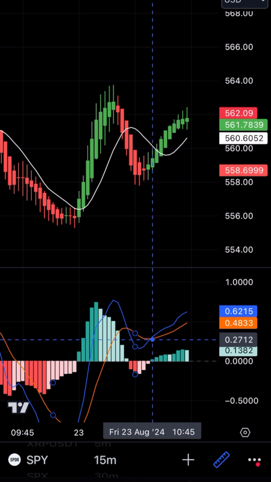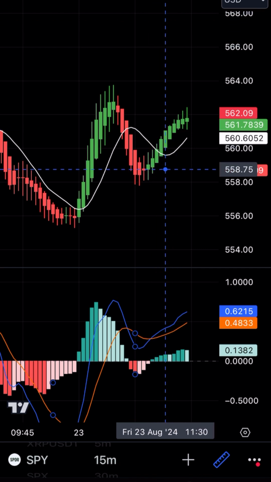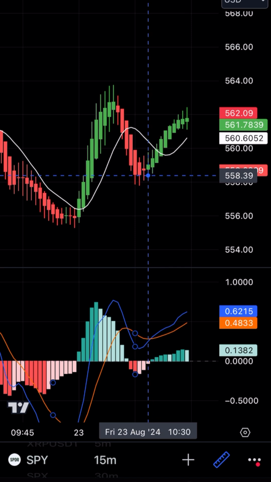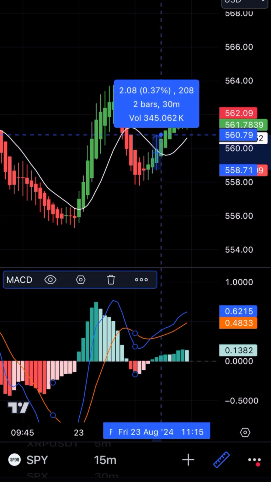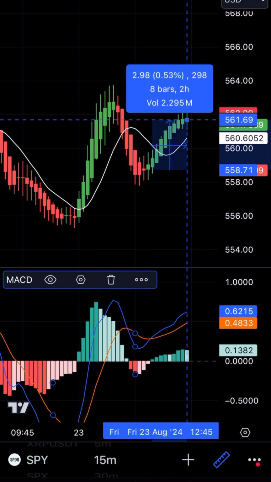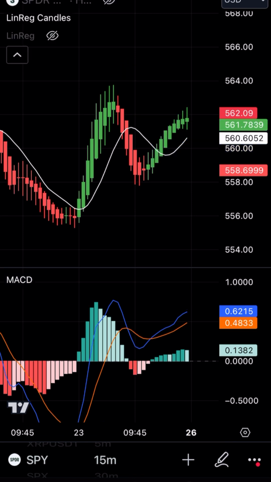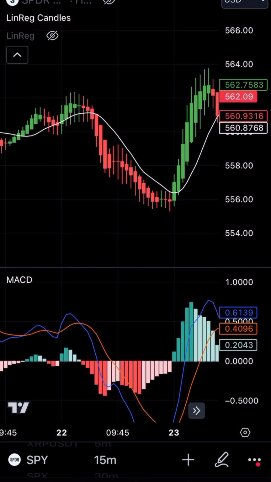So we're going to look at a couple moments. Right here we see it crossing up on the histogram on the 15-minute. So we can come in right here and scalp it. We can come in right about here and ride this out. From here to here, it hasn't closed yet, but this is about a $300 move with one contract. So let's look for more bullish signals.